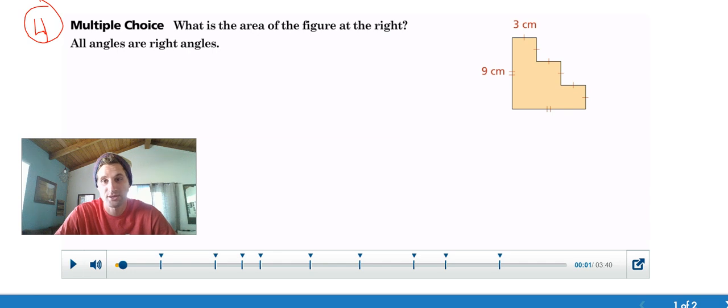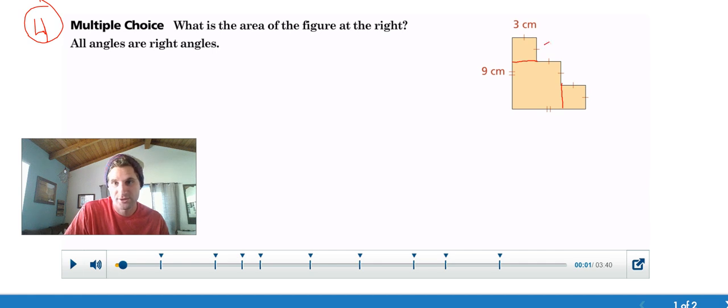So let's take a look at this one. This one might be a little different to us. Okay, so what's the area of the figure at the right? All angles are right angles. Okay, well, we don't have a formula for this picture, so there's a couple things we can do. We can break it into figures we do know. I'm going to break it up right there and right there, though I'm sure you could break it up in a totally different way. So I created 1, 2, 3 different shapes.